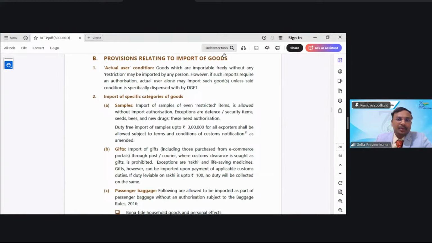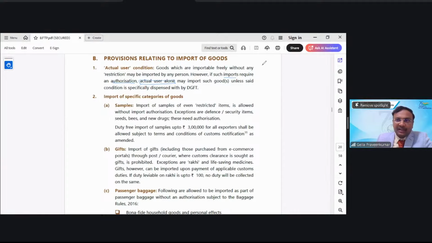Goods which are importable freely without any restriction may be imported by any person. However, if such imports require an authorization, actual user alone may import such goods unless said condition is specifically dispensed with.